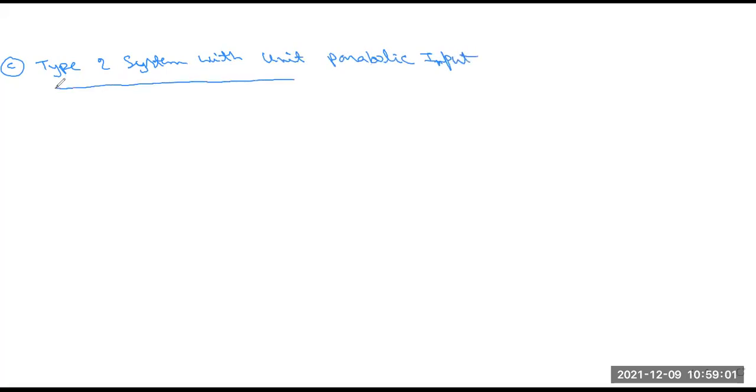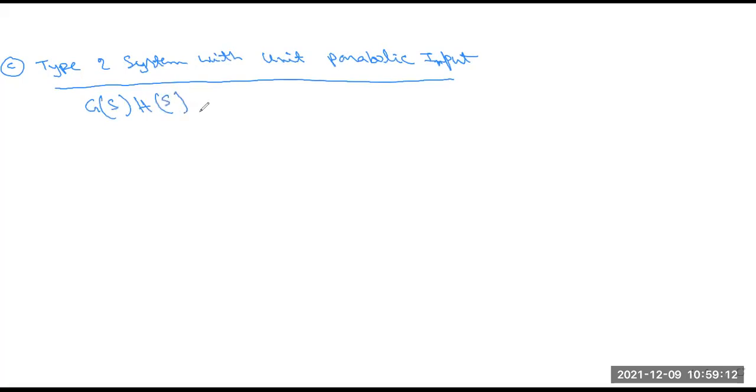Now we go to the last part, that is the parabolic input function for the type 2 system. So see, that is type 2 system with unit parabolic input function. We know that when solving for the parabolic input, this is for the acceleration, that means the constant is Ka.